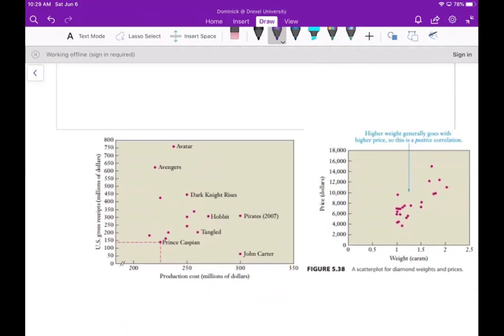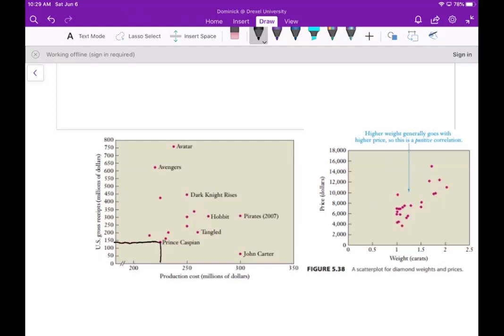In this first one, we have the U.S. gross earnings of some top movies that were produced, based on the production cost. For example, they're showing that Prince Caspian was here, and that had a budget of around, it looks like between 200 and 250, so maybe around 225, and it earned a little bit below $150 million.